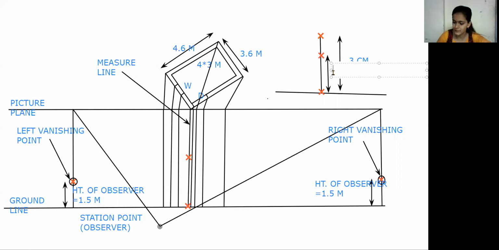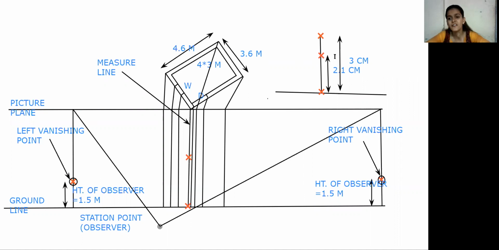Consider 2.1 centimeter from bottom and mark a point. And this point is a lintel level. So upper point of door and window I mentioned. Lower point of the door is already marked. Then the next point is sill level.